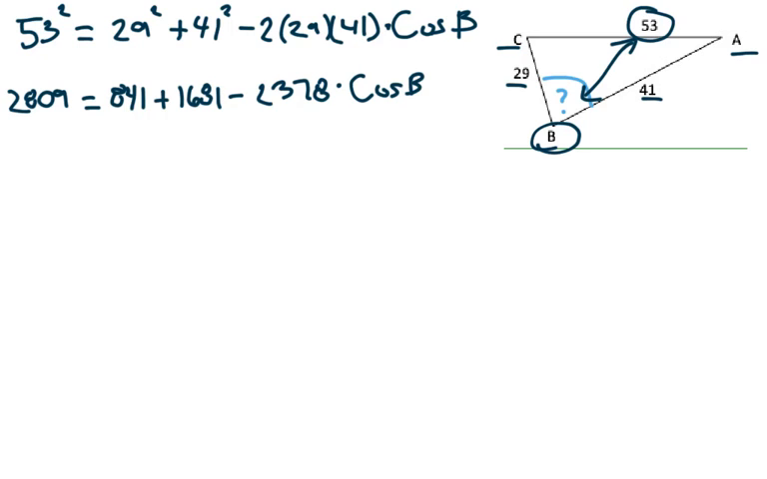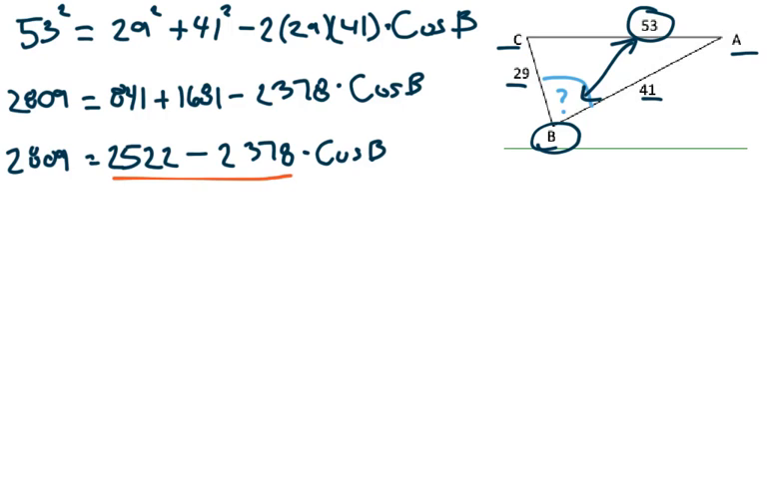From here, let's combine these. So 2,809 equals 841 plus 1,681. That gives us 2,522 minus 2,378 times the cosine of B.